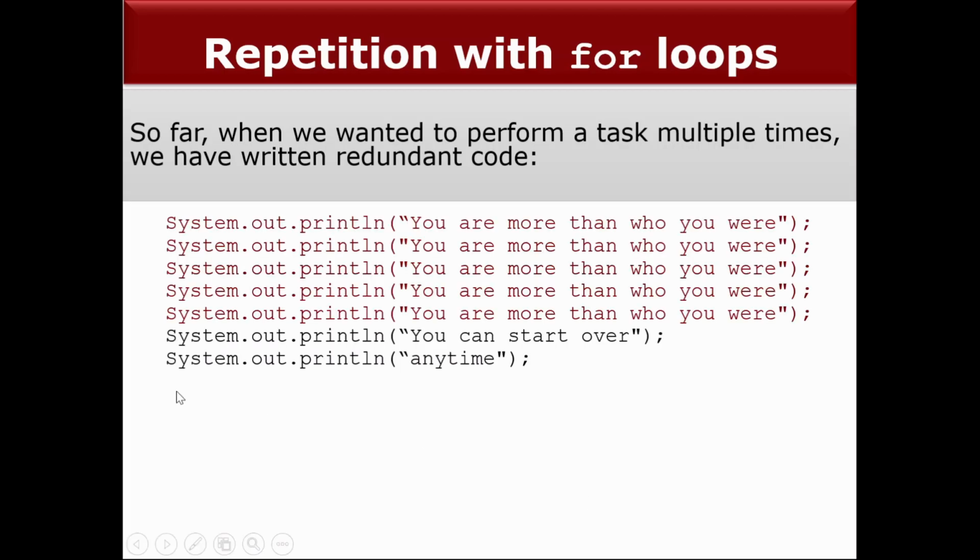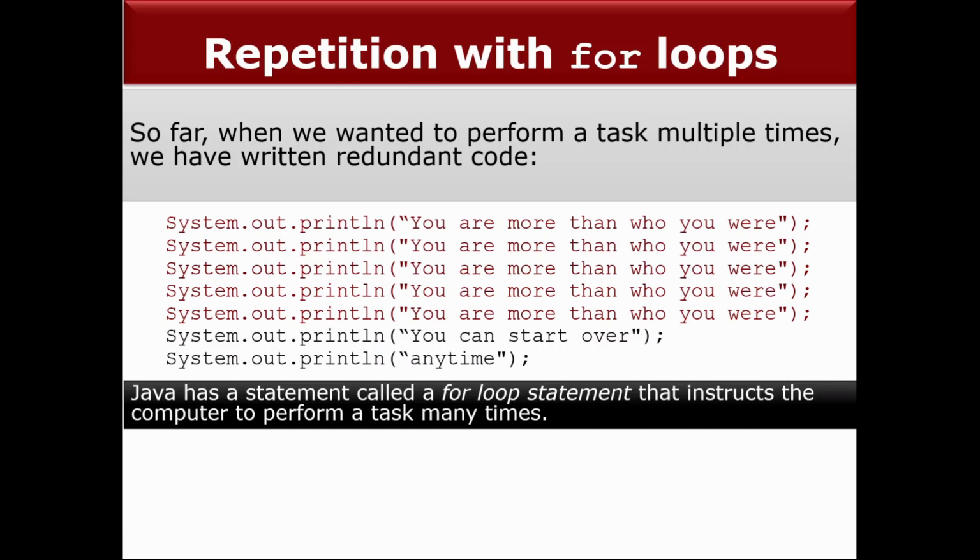For example, in this line of command, we will display the line "you are more than who you were" 5 times. The way we do that is by simply typing System.out.println 5 times as well, plus the line of text "you are more than who you were." That's how you would do it without the use of a for loop.